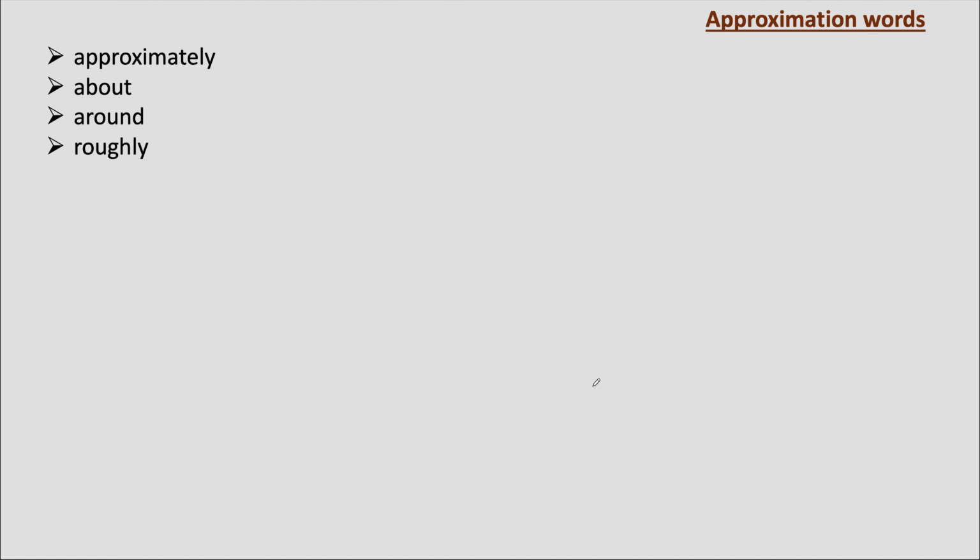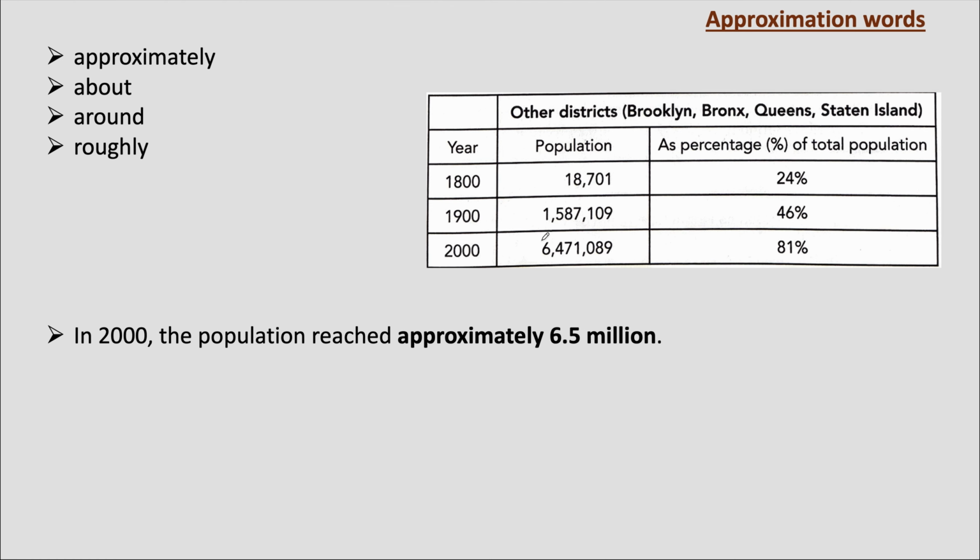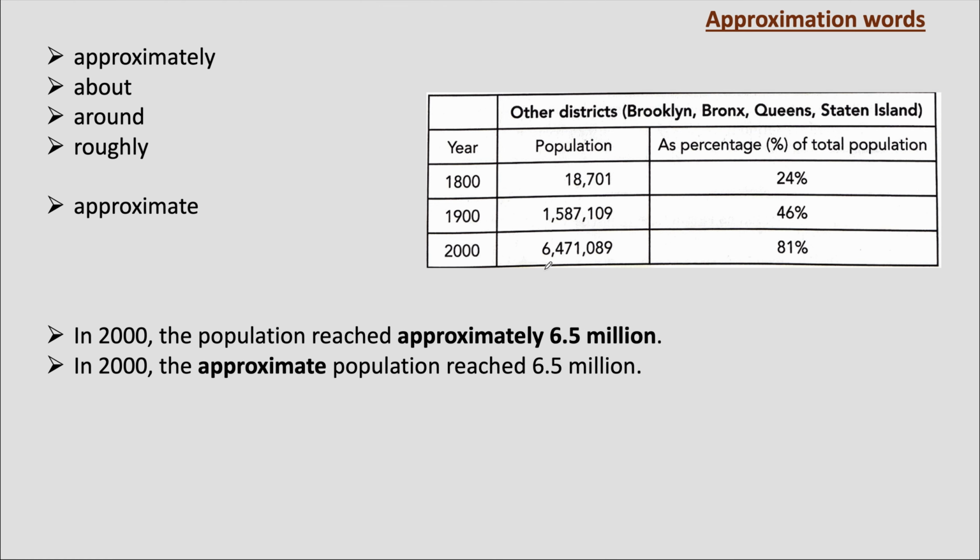When we write about numbers, we don't always need to be exact. So we use approximation words: approximately, about, around, and roughly. For example, instead of writing this long number 6471089, we say the population was approximately 6.5 million. We can also change the sentence structure and use the word approximate. For example, the approximate population was 6.5 million.